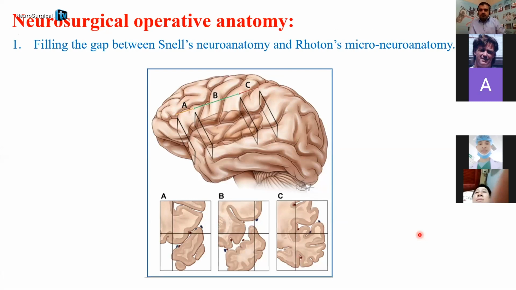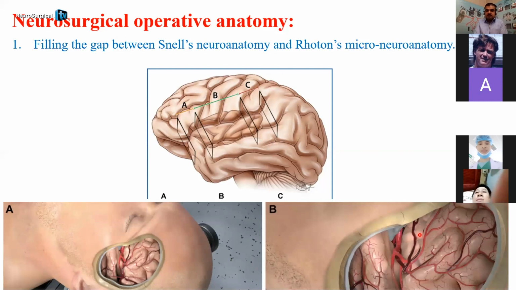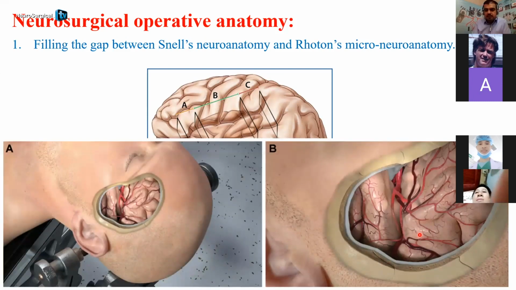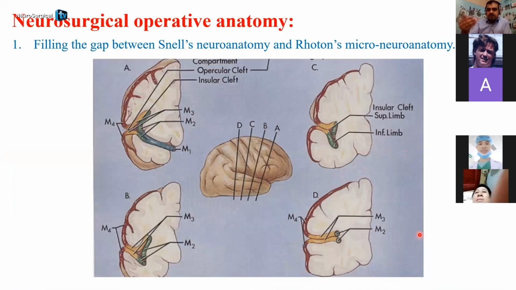Another level is to use high scientific-based illustrations. These are some examples of how you can divide the sylvian fissure into segments and study each of them. Where is the middle cerebral artery inside? And we can use the simulation for that. So after this introduction, we get to the Rhoton again.